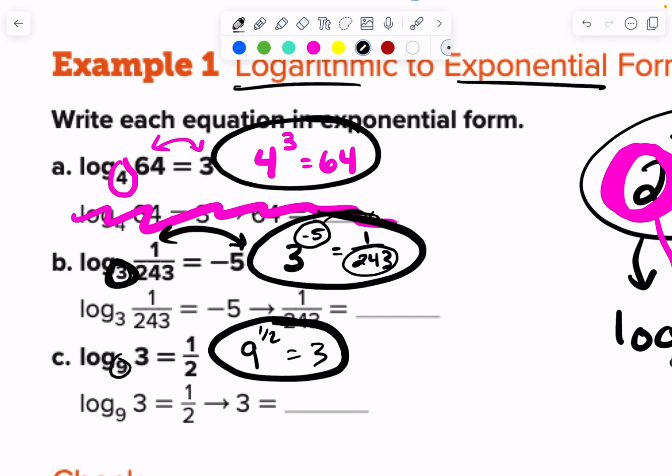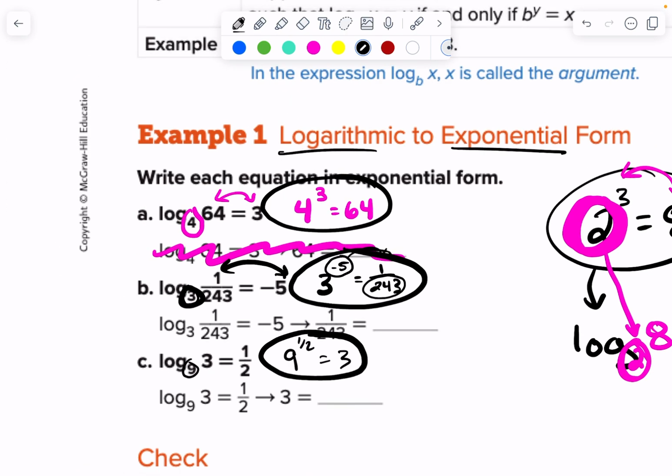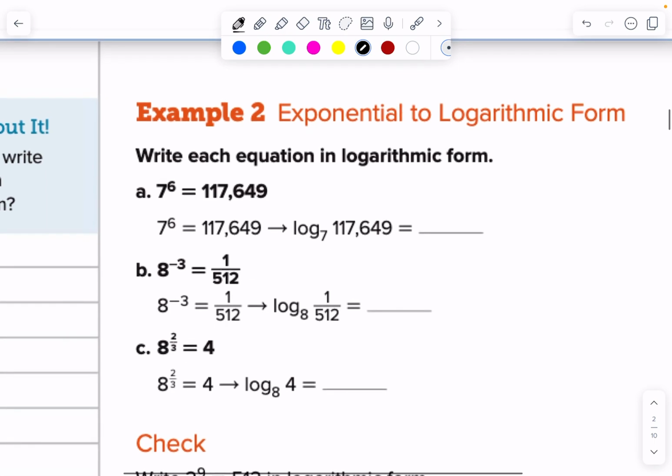Okay, you're just converting from log to exponential function. There's no solving for anything. We're not going to solve anything yet. We're just converting from one form to the next. Okay, in example 2, we're going to be converting back. So these are all exponential functions, and we're going to try to make them into logs.